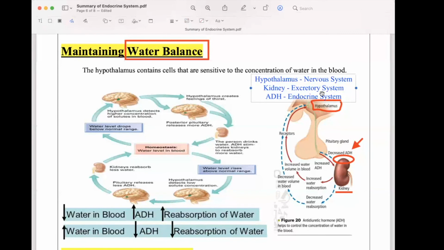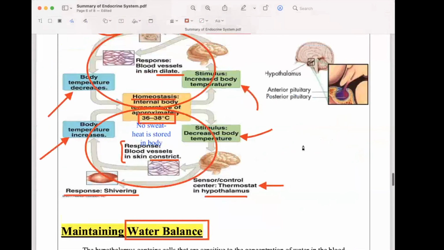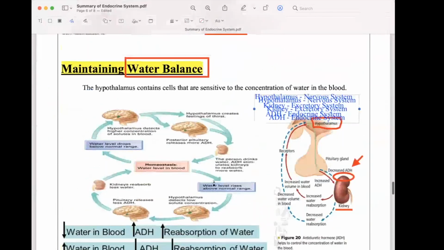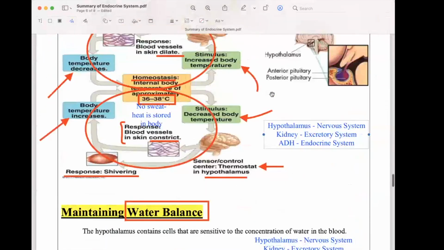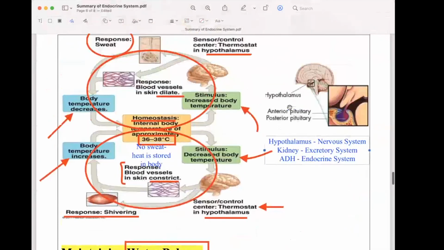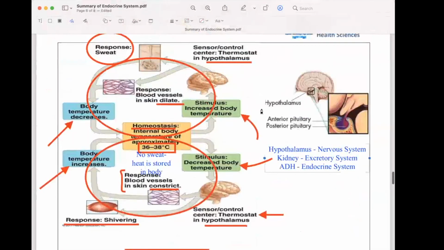Okay, let's check this one on the previous example here. For the control of temperature, which systems are involved over here? Okay, we have hypothalamus, so nervous system is involved. We don't have kidney, no excretory system involved. We don't have ADH, no endocrine system is involved. What other systems are involved over here?